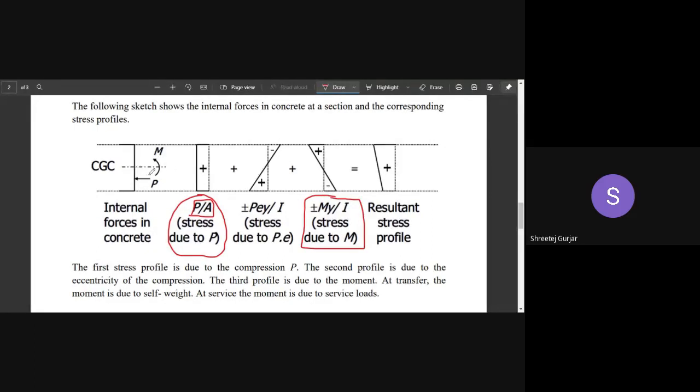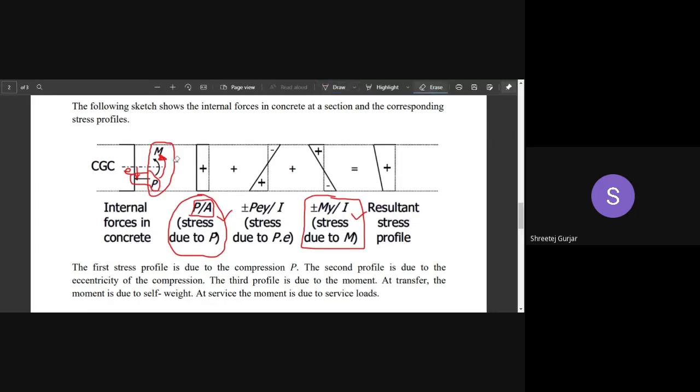Now, you can see this is your pre-stressing force P, and it is eccentric by some certain amount, small e. Because of this eccentricity, there will be a moment generated, and this moment will cause some amount of stress in our beam. Additional to this direct stress and bending stress, there will be a certain amount of stress generated because of the eccentricity.